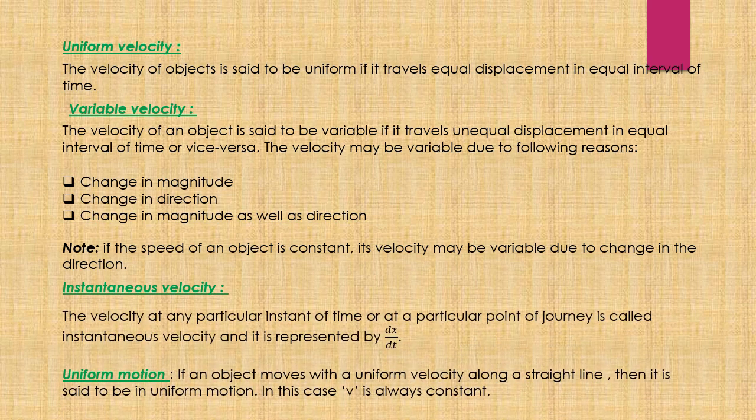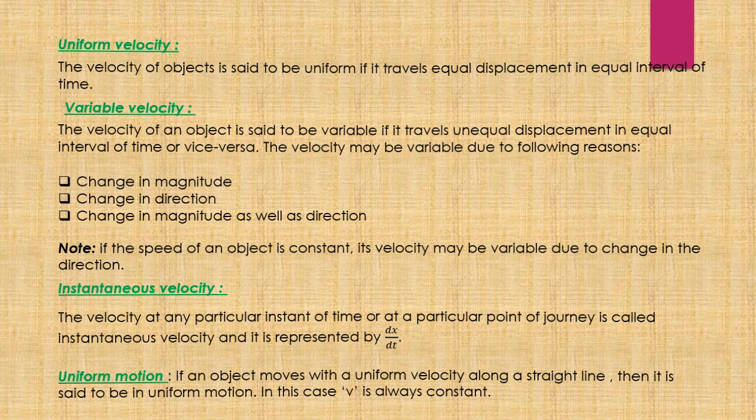Instantaneous velocity. The velocity at any particular instant of time or at a particular point of journey is called instantaneous velocity and is represented as dx upon dt. Uniform motion. If an object moves with uniform velocity along a straight line, then it is said to be uniform motion. In this case, v is always constant.